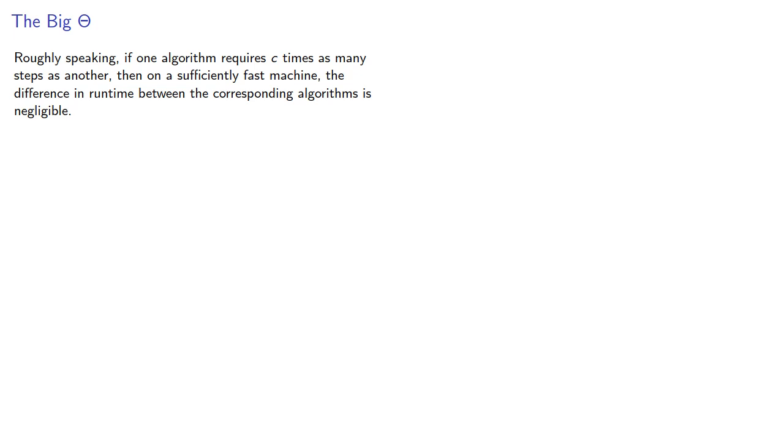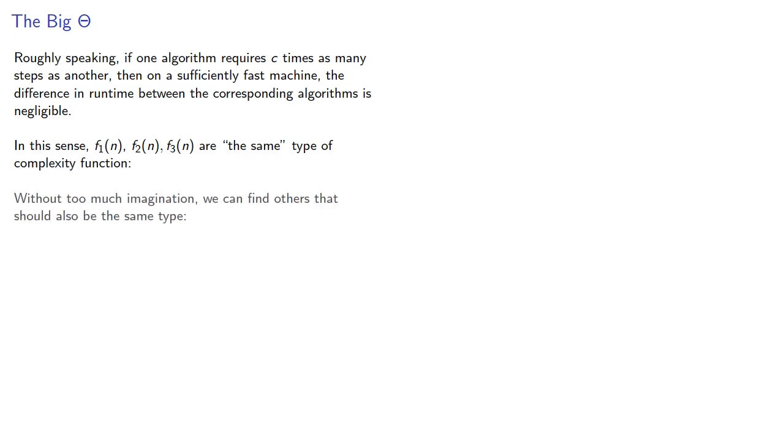And this leads to the following idea. Roughly speaking, if one algorithm takes c times as many steps as another, then on a sufficiently fast machine, the difference in runtime between the corresponding algorithms is negligible. In this sense, all three of these are the same type of complexity function. And without too much imagination, we can find others that should also be the same type.